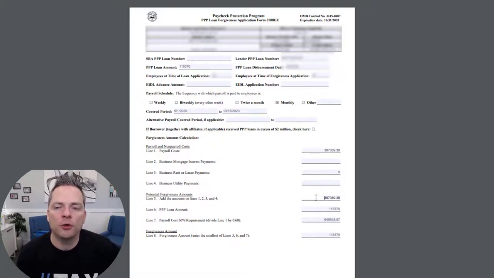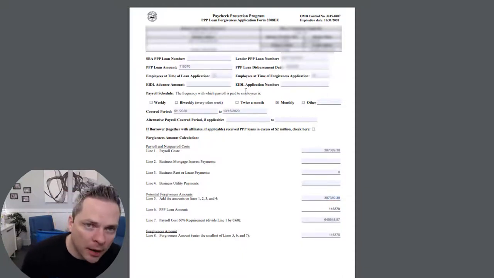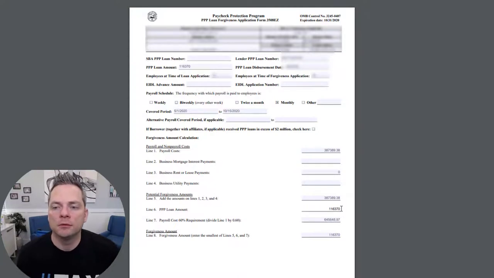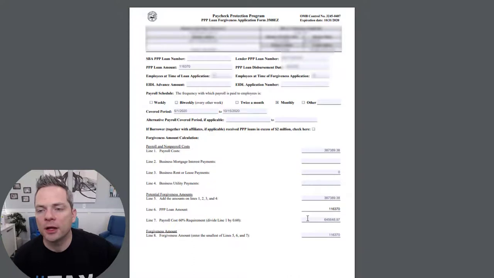Then it just becomes a formula thing. You add up lines 1, 2, 3, and 4. You put that number here. So that's an addition issue. You take the amount that's up here on the PPP loan amount and put it here. Now you're going to do payroll cost 60%. So you're going to divide line 1 by 60%, which honestly, whatever, to me seems like that should be multiplication, but it's their form.